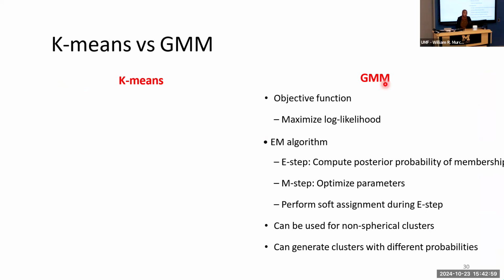Now let's discuss the difference between k-means and this Gaussian mixture, the GMM, for example.